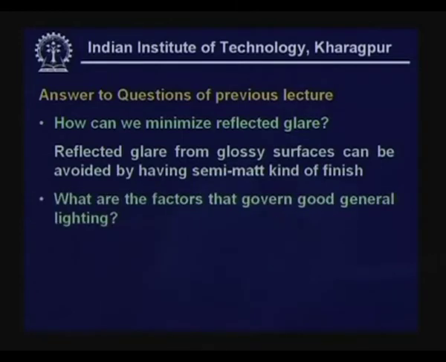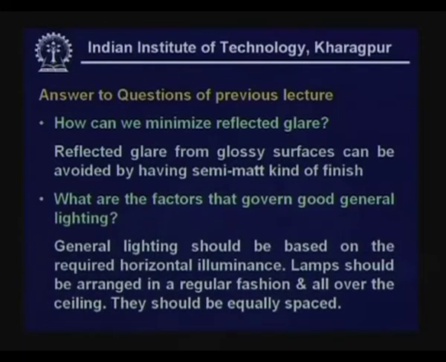What are the factors that govern good general lighting? General lighting should be based on the required horizontal illuminance. Lamps should be arranged in a regular fashion all over the ceiling. They should be equally spaced. This becomes very important because general lighting together with the local lighting enables avoiding glare to a very large extent.